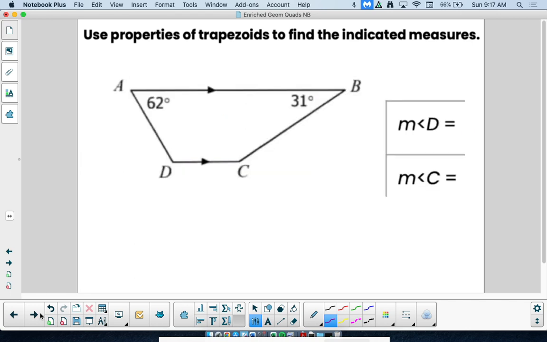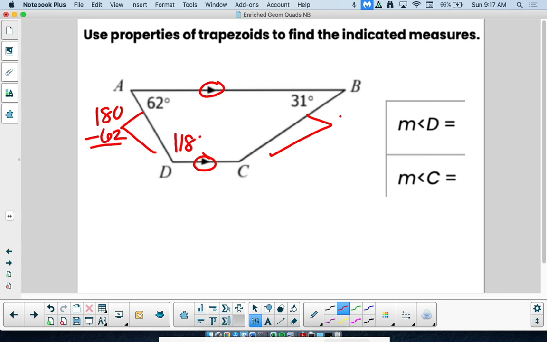All right, another one just like that. Again, we have our pair of parallel sides. So I know angle A plus angle D add to 180. To find our missing one, we're going to subtract. So we get 118 for angle D. Same thing here. B and C should add to 180. So 180 minus 31 is 149.